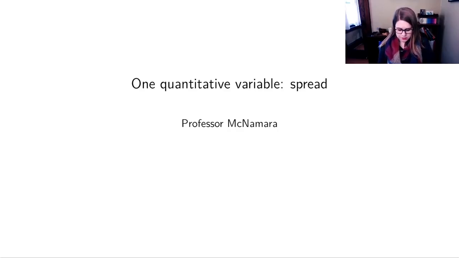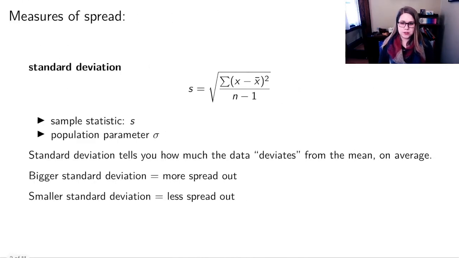So we have talked about the center and shape of a quantitative variable, and the last thing that you would want to know about a quantitative variable is the spread. Just like with center, there's multiple ways that you could measure spread.